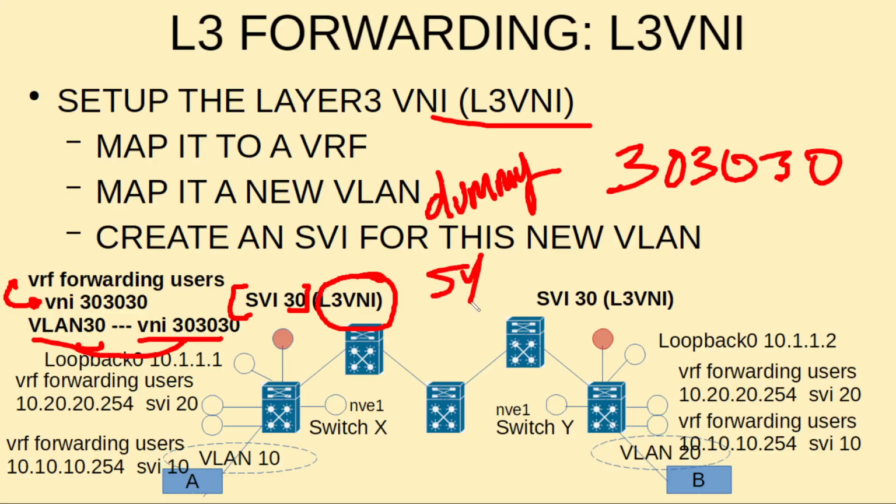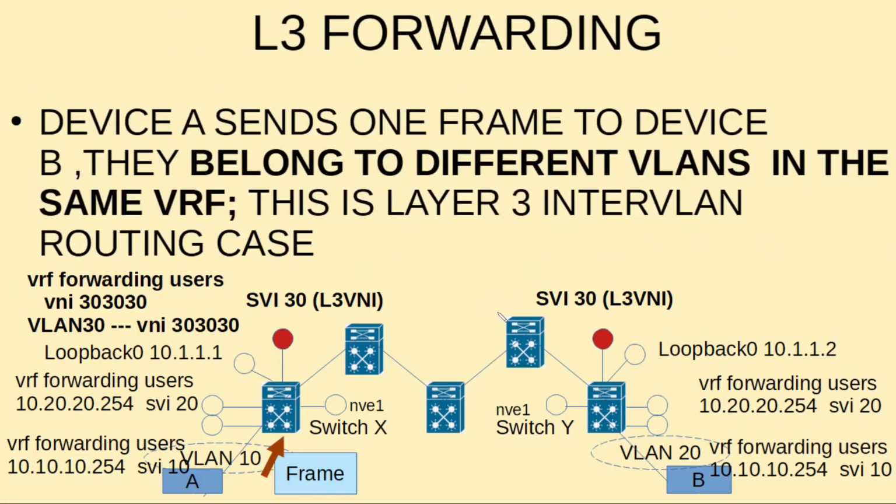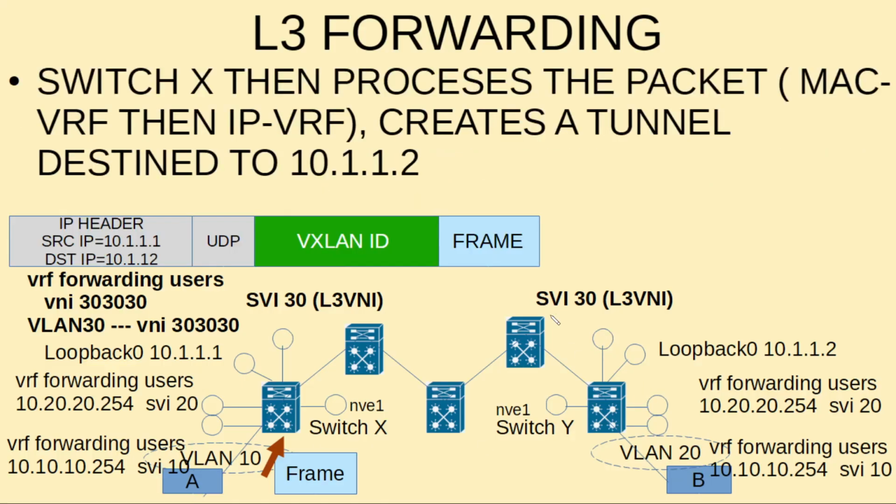So this is known as symmetric integrated routing and bridging, because we are going to have the same configuration at each VTEP. Now, the process that is going to be followed in order to send this packet coming from device A to device B that lives in a different VLAN in a different device is the following.